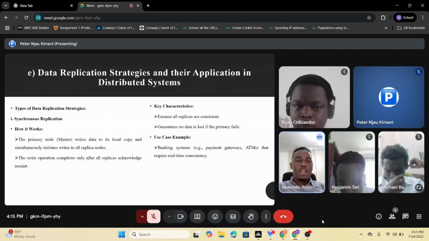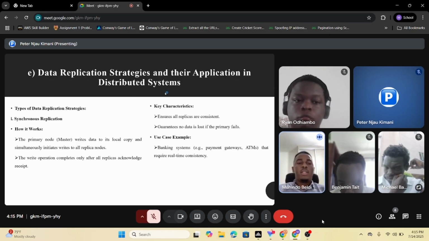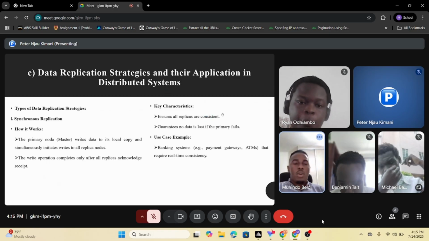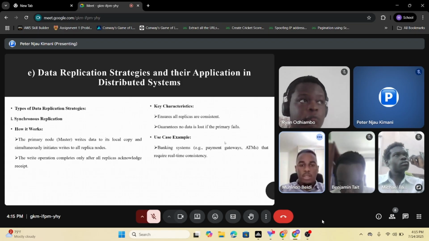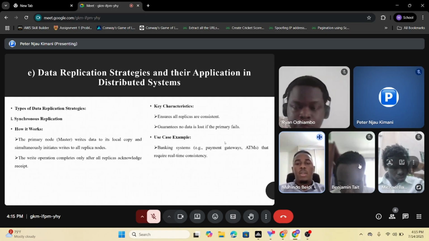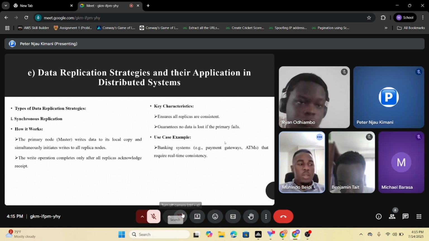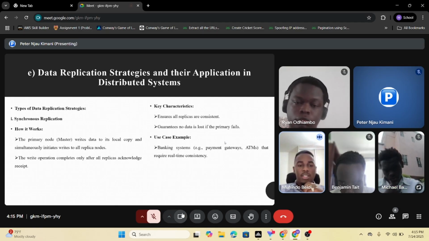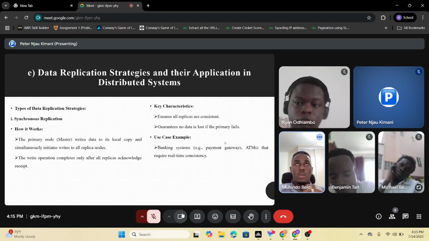Yeah, there. I will discuss two types of data replication strategies used in distributed systems. The first one is synchronous replication. How it works: the primary node, the master, writes data to its local copy and simultaneously initiates writes to all replica nodes. The write operation completes only after all replicas acknowledge receipt. This process guarantees that all replicas always have the exact same data.